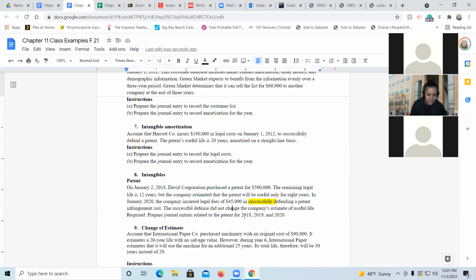For 2020, there's the successful defense of the patent, and most likely, although I didn't put it into the journals, but now I'm thinking there should probably also be an additional amortization expense. Yeah, I'll do that when we look at this separately. Okay, so let's start with 2018 with January and start there.